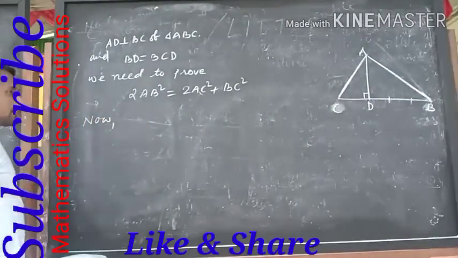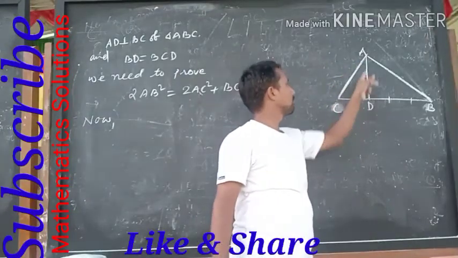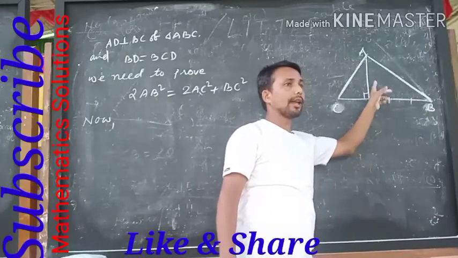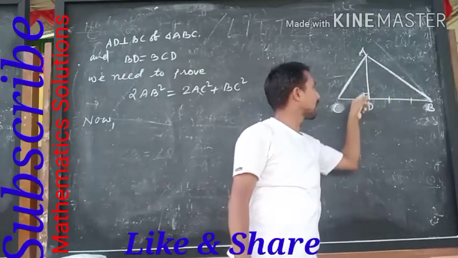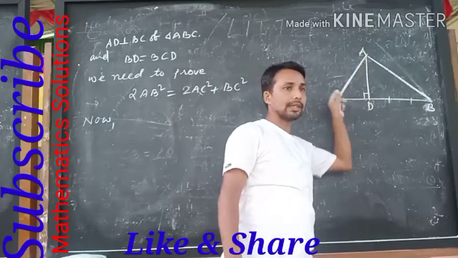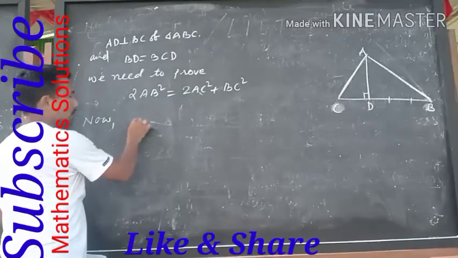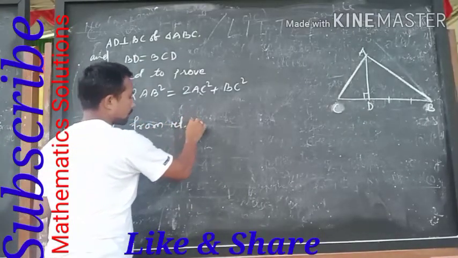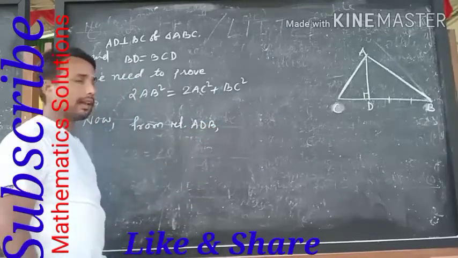Now, if we take this part or this part, you can take any of the 2 triangles to begin. Either you can begin from this side or you can begin from this side. Let us begin from right triangle ADB.